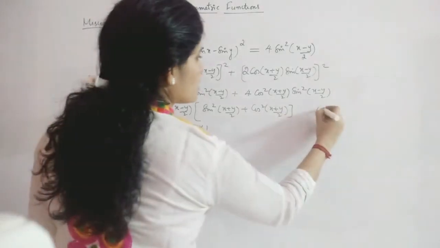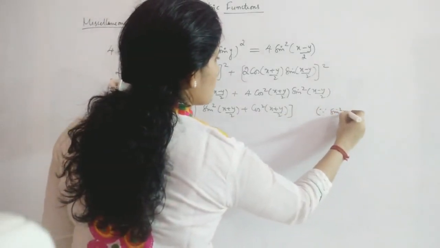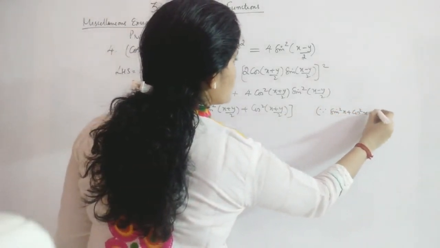So this property is used since sine square x plus cos square x is equal to 1.